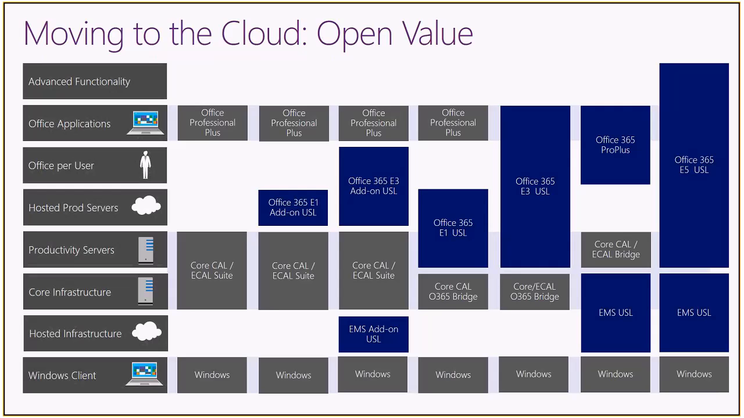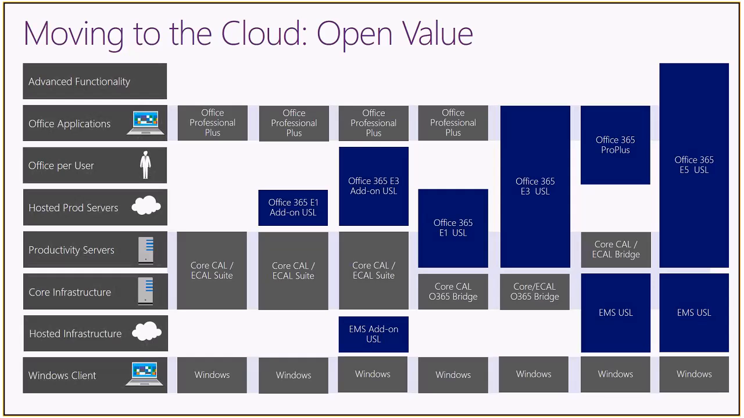In the second column, these customers primarily on premises, they've gone with the E1 add-on as a taster, just to start maybe a project, a pilot to see how Office 365 works for them. And then moving through all these different combinations. And the customer in the penultimate column, you'll see they've got Office 365 Pro Plus, they've got EMS, but they don't have the hosted productivity servers.